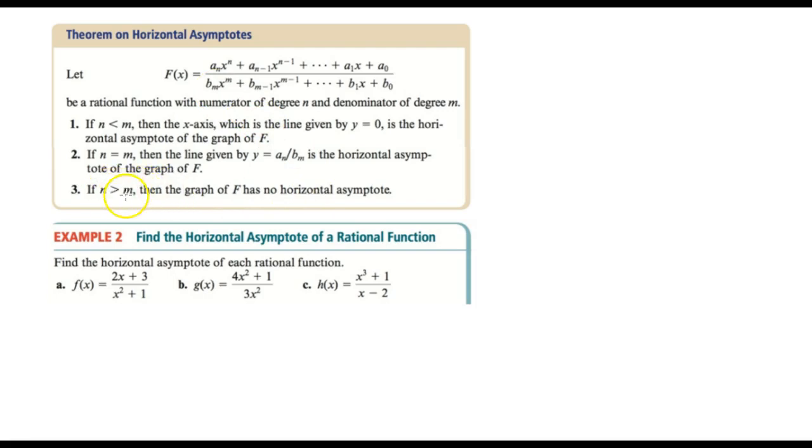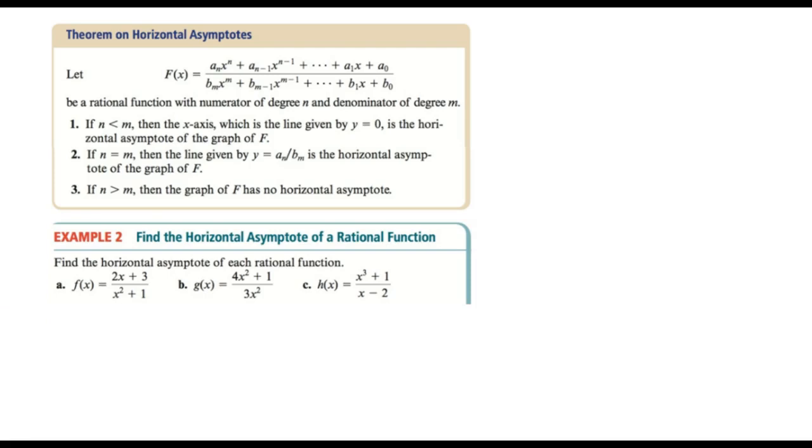So if n is greater than m, so either n is less, n is equal, or n is greater than m, then the graph of f has no horizontal asymptote. So we may have no horizontal asymptote. We may actually have y equals 0 be our horizontal asymptote, or we're going to be looking at the ratio of the leading coefficients. So we'll see how this works out in three different examples.